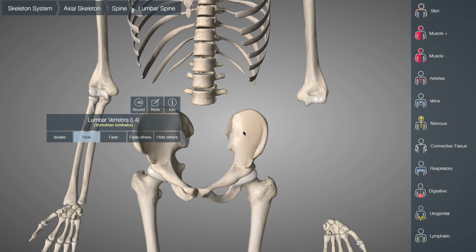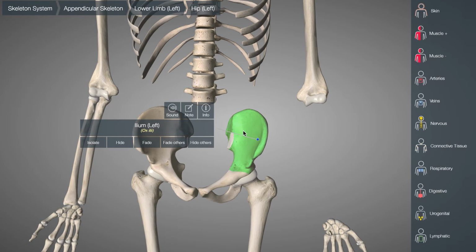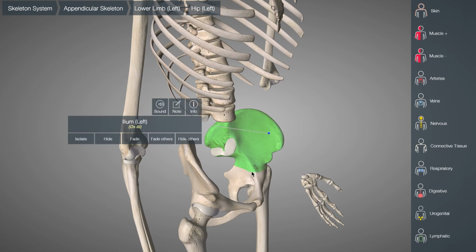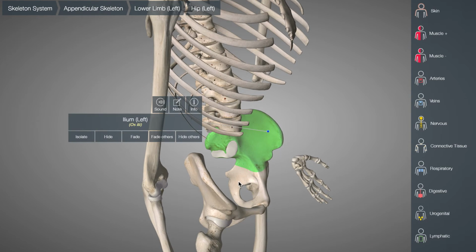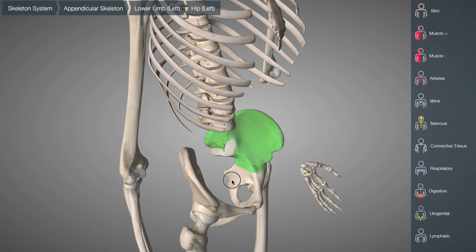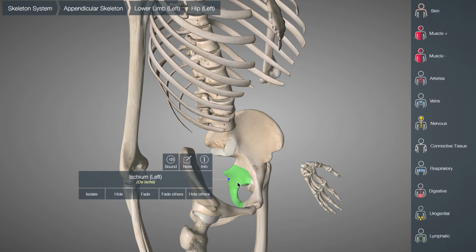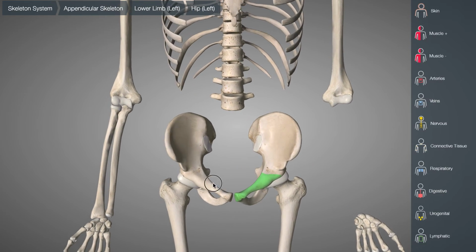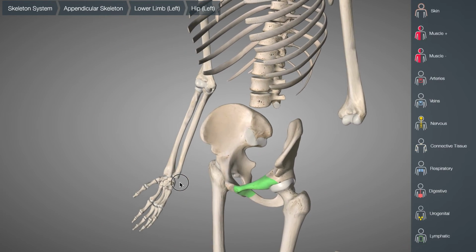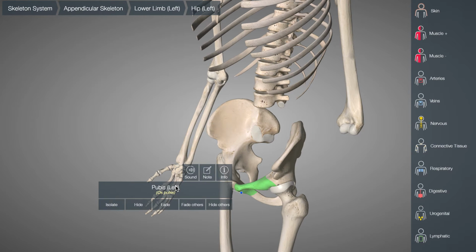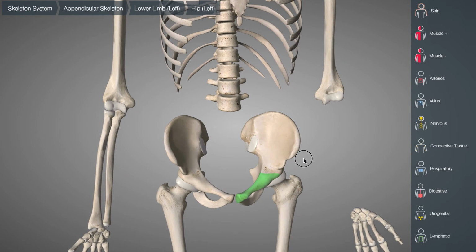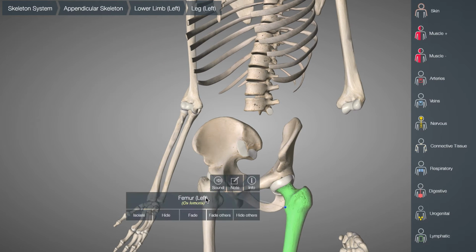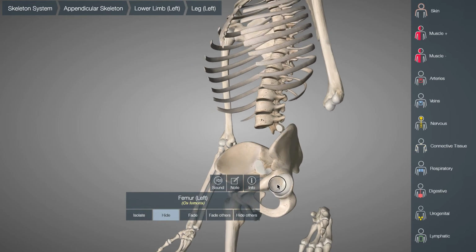So this right over here, really pretty, is called the ilium, the left ilium, and then this, what we kind of sit on right over here, is called the ischium. And then this is the pubis. Okay, so they're all fused together, but they have separate anatomical features, and that's why we separate them in this way. Let me go ahead and get rid of this femur right over here.